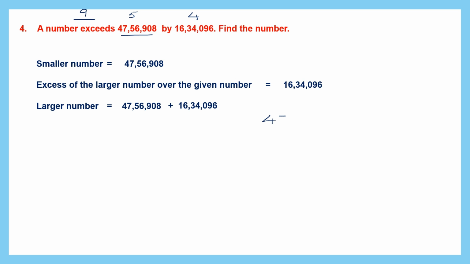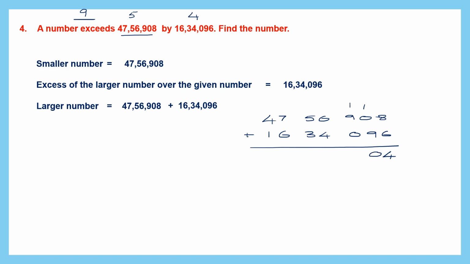So we have 47,56,908, and to this we're going to add up 16,34,096. So let's add up and see. 8 plus 6 is 14. We carry 1. 9 plus 1 is 10. We carry 1 again. 9 plus 1 is 10. We carry 1. 6 plus 4 is 10. 10 plus 1 is 11. 5 plus 1 is 6. 6 plus 3 is 9. Then nothing to carry over. We just do 7 plus 6 is 13. We carry 1. 4 plus 1 is 5. 5 plus 1 is 6.